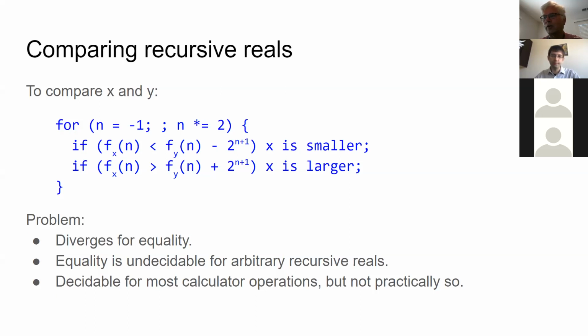It turns out that equality is decidable for most calculator operations. On the other hand, it's not practically so. There are no algorithms that actually do this effectively in a way that we could possibly use in a calculator.